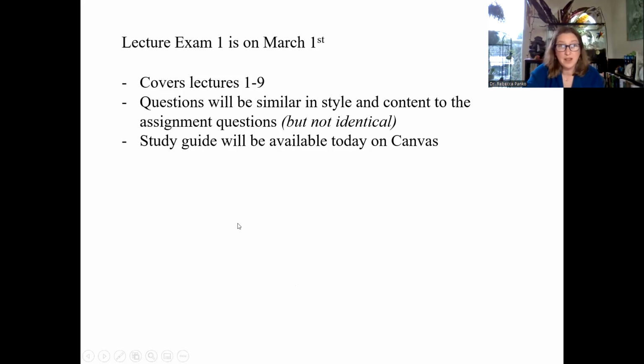What will the exam be like? The questions on the exam are going to be very similar in style and content to those assignment questions. They are not going to be identical, but there will be a sense of familiarity, in that the content and style will be the same. After class today, I will post a study guide for lecture exam 1. So you will have it available to you 9 days before that first exam. More than a week.